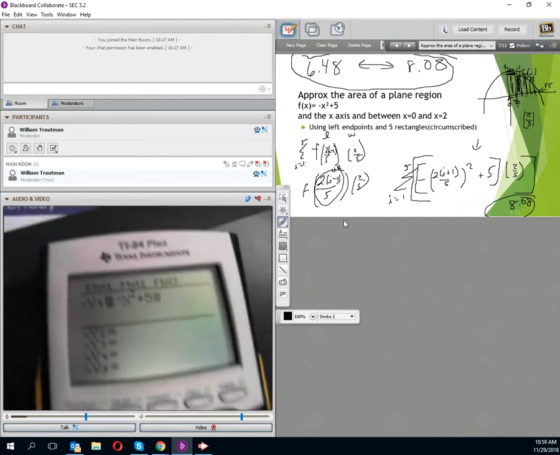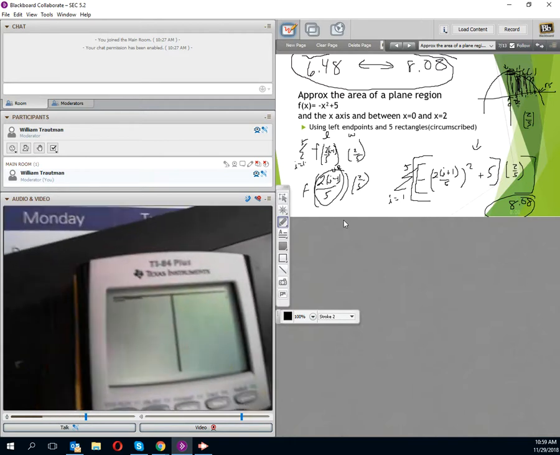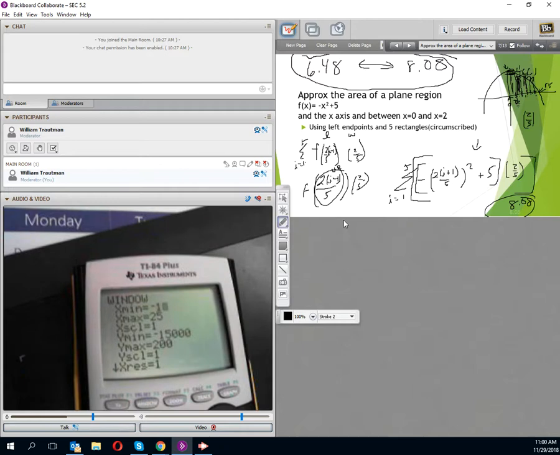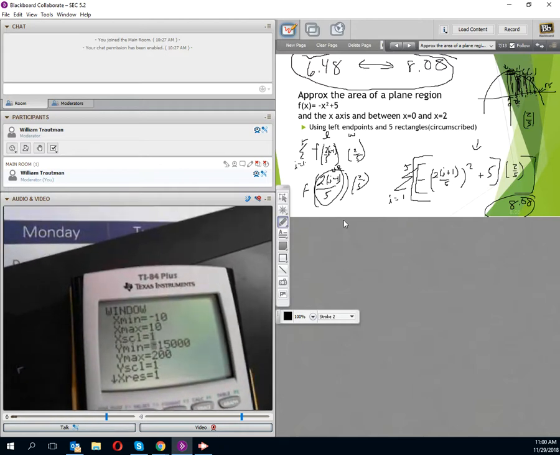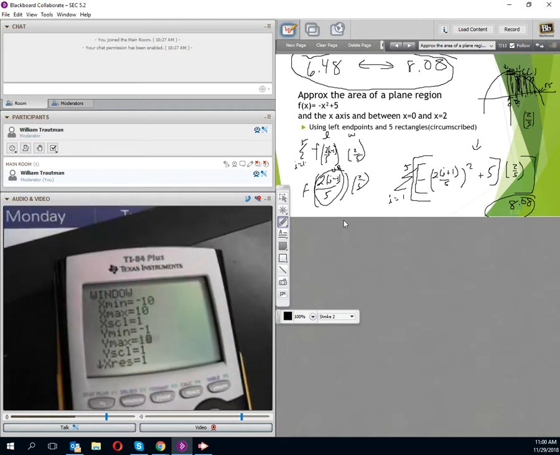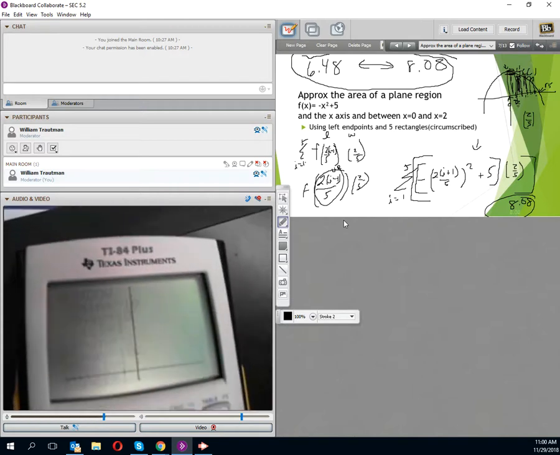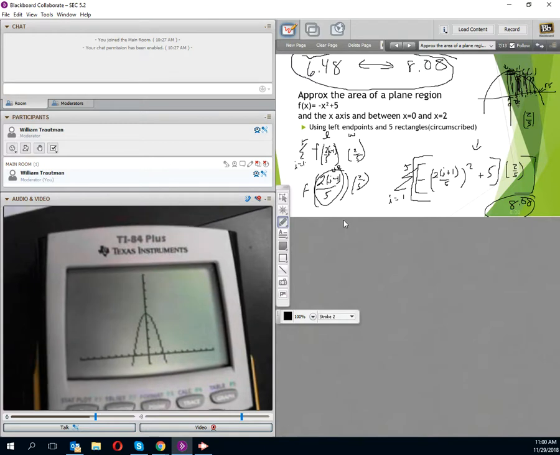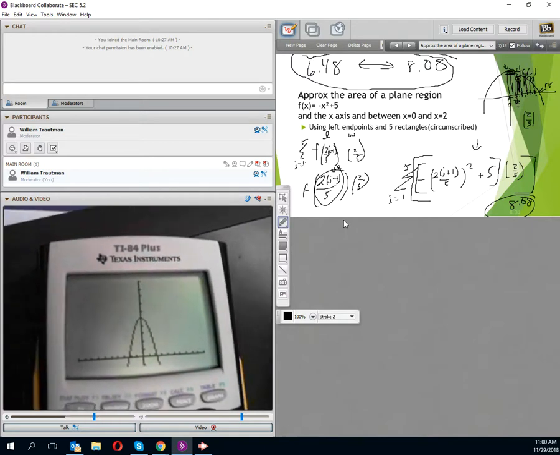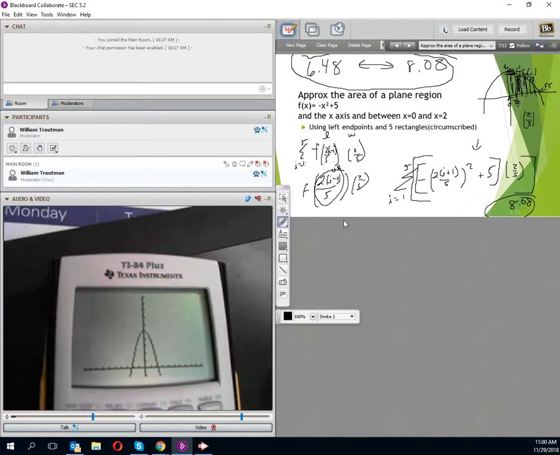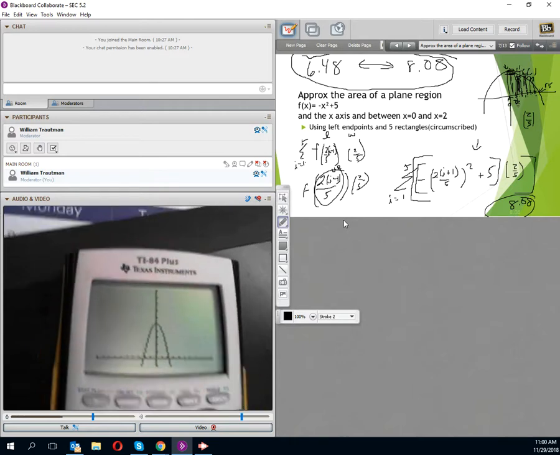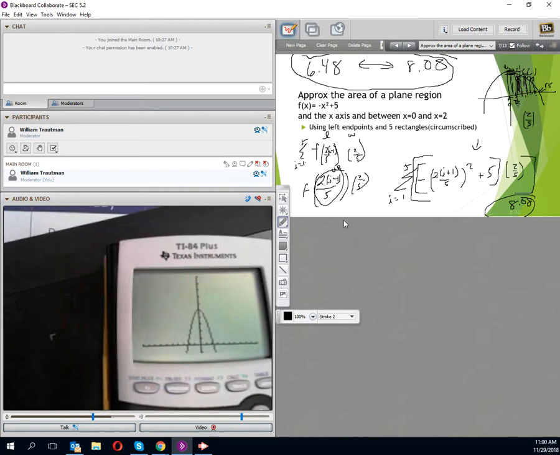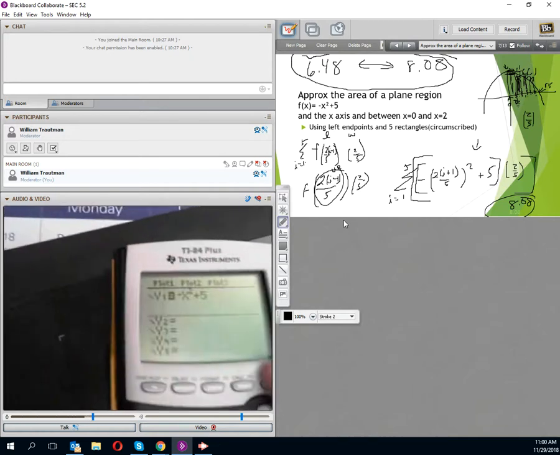There's our function. Now, when I look at my graph, I don't have the right window, so I'm going to change the window: negative 10, 10, negative 10, 10. So when I look at my graph, there's my graph. And I want to know the area between 0 and 2. Do you see how the line passes to the right of 2? That's the square root of 5, the x-intercept. So first you put it in y equals and graph it.